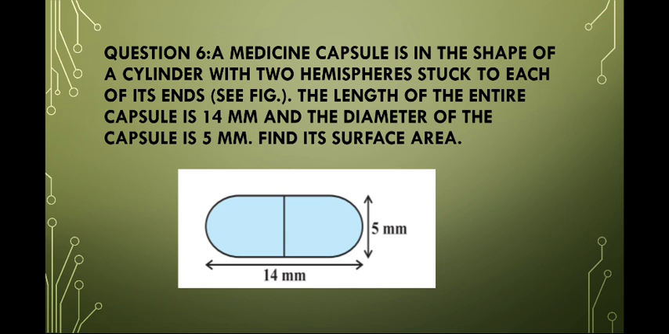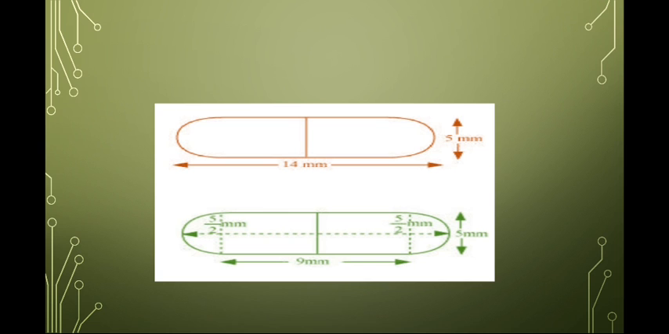Now question number 6. A medicine capsule is in the shape of a cylinder with two hemispheres stuck to each of its ends. The length of the entire capsule is 14 millimeter and the diameter of the capsule is equal to 5 millimeter. Find the surface area. So this was the given diagram. I am dividing this diagram into three parts. Just draw a line here and here.